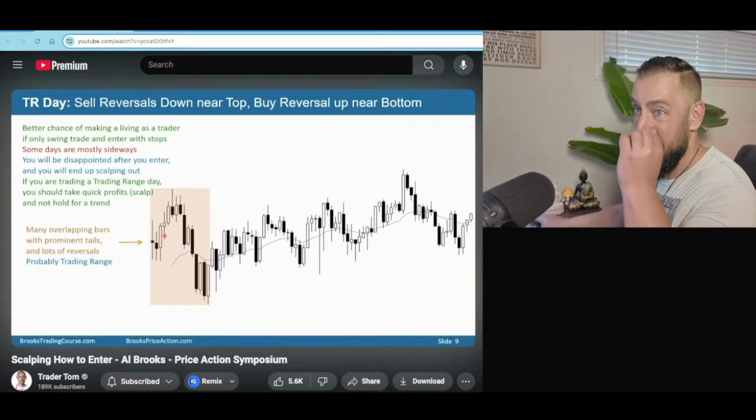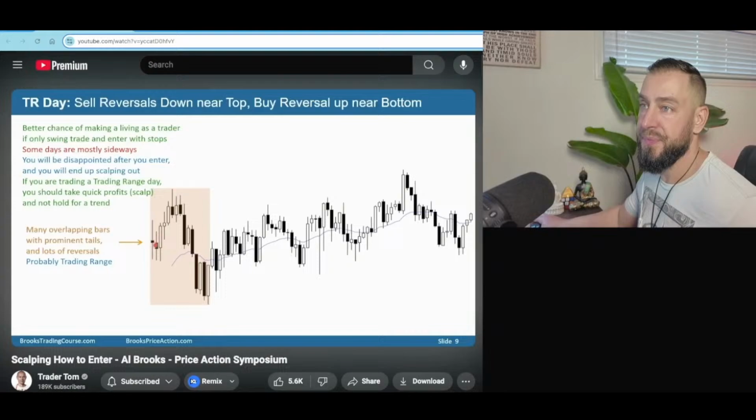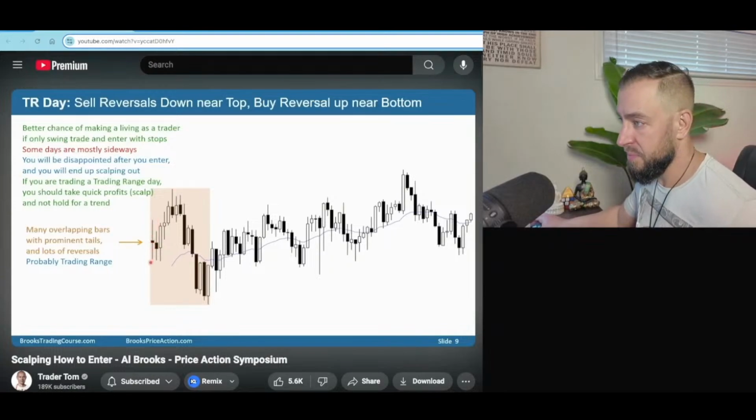Again, sideways bars here. These 4 bars are overlapping one another. Here we have 5 or 6 bars overlapping one another. We have a lot of small bodies, a lot of big tails. A tail means the market went up and went down. It went down, it went up. Trading range trading, reversals. The more of that you see, the more likely the day is going to be a trading range day.